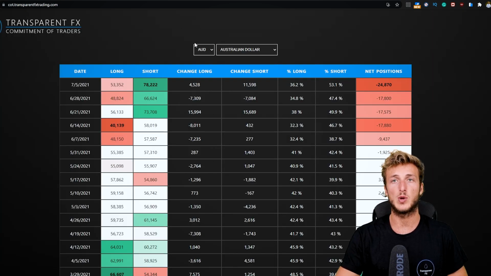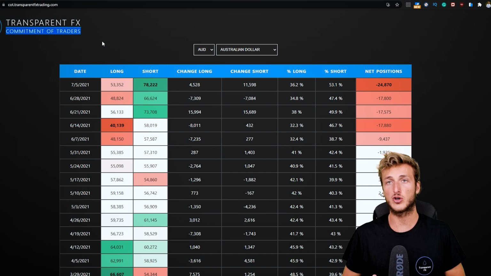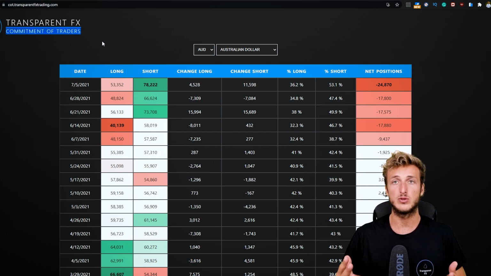Then we will go and see what we have from an order flow perspective by checking the commitment of traders, which is basically what the non-commercials, so the biggest speculators in the market are doing, so the big players in the market. And by the end of the video, by using a combination of these two different types of analysis, we will try to identify where we have the highest probabilities for a potential move here on the pair.